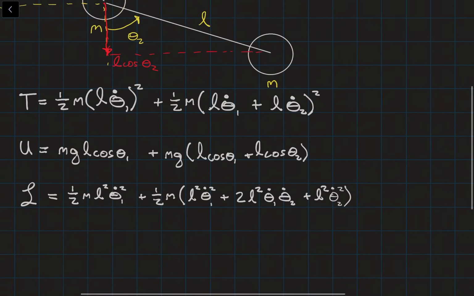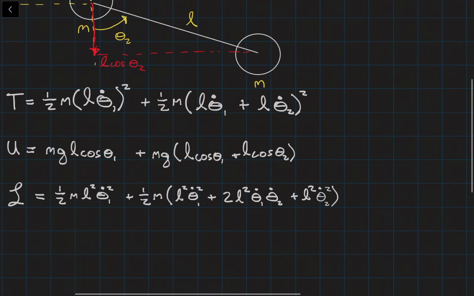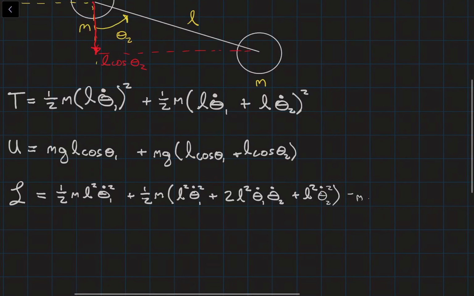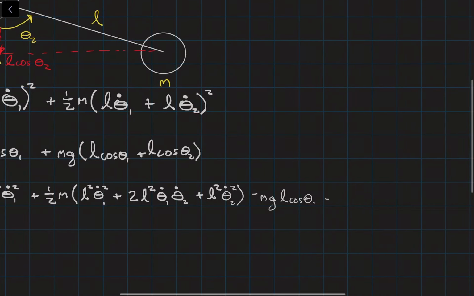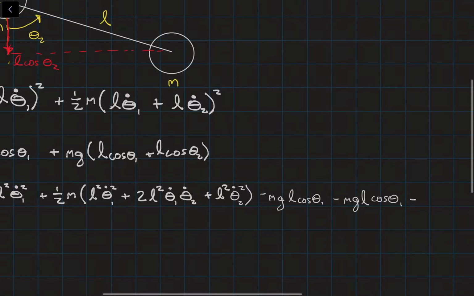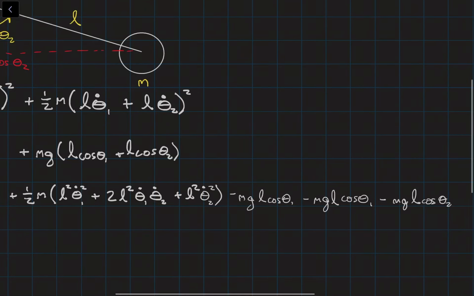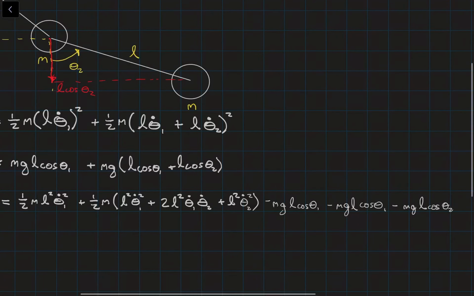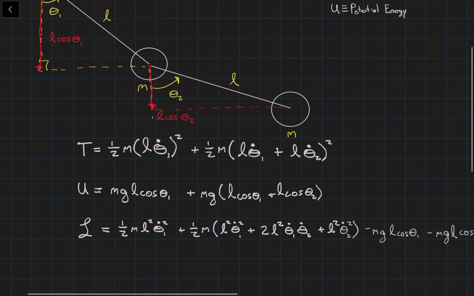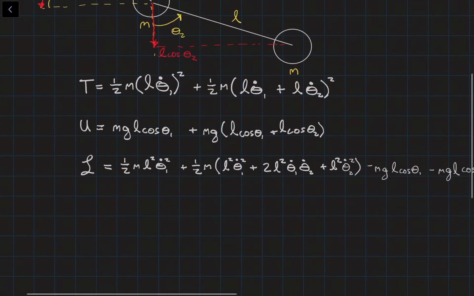So there's our kinetic energy, and we need to subtract off the potential energy. We get minus mgL cosine theta 1 minus mgL cosine theta 1 minus mgL cosine theta 2. I just distributed that out. So now we have our completed Lagrangian, and from here we need to get the equations of motion.